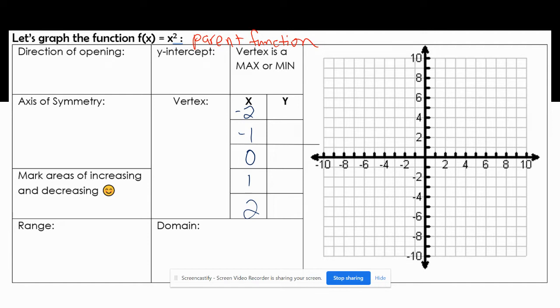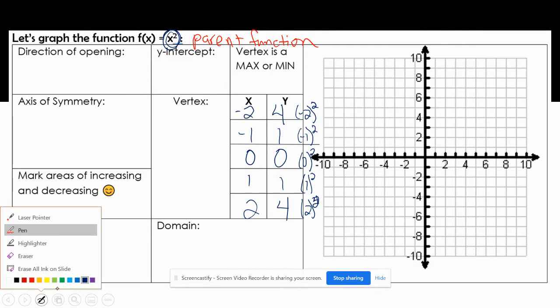To find our y values, we're plugging those into the function. And so -2 squared is +4. -1 squared is +1. 0 squared is 0. 1 squared is 1. And 2 squared is 4. You'll notice that on either side of 0, 0, the numbers are repeating themselves. And this will be the same every time you do the parent function.